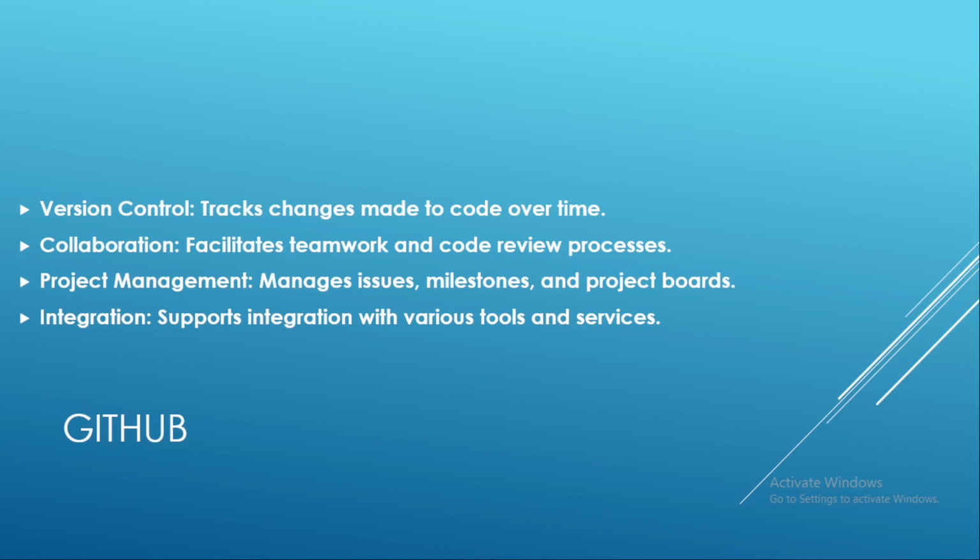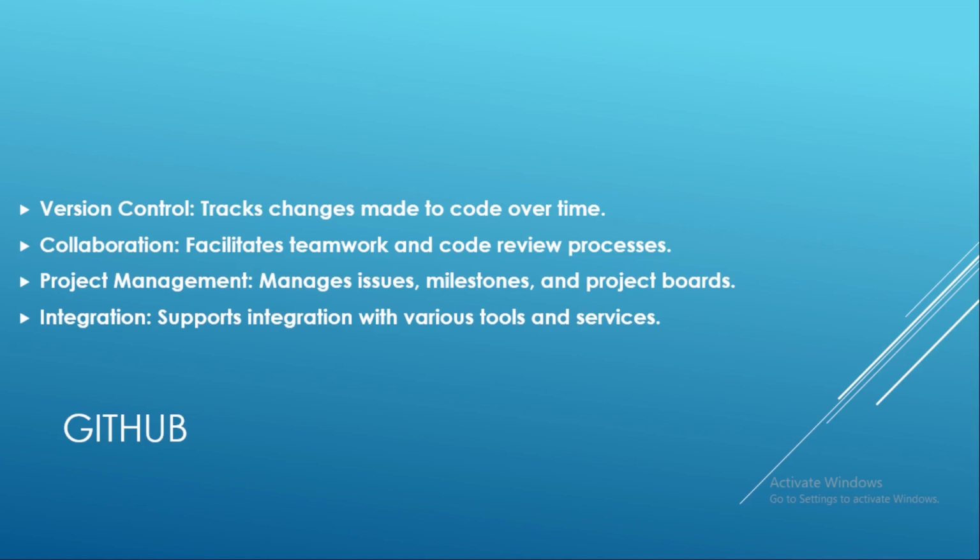And each developer has a full copy of the repository, making it possible to work offline and share the changes when ready. And GitHub allows you to track every change made to the code base. You can see who made changes, when they were made, and why, making it easy to revert to the previous version if needed. So this is also very important.